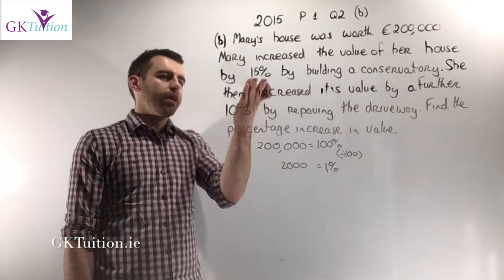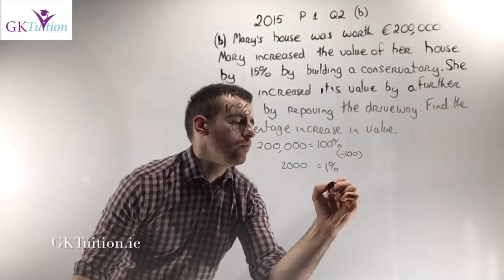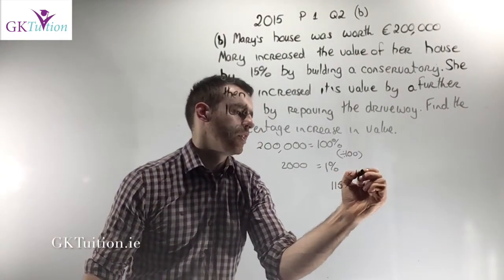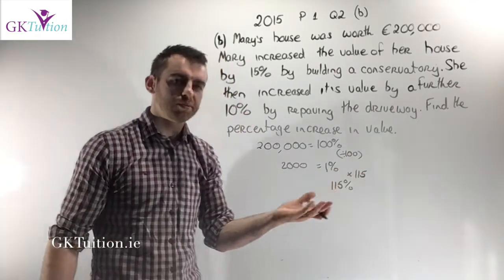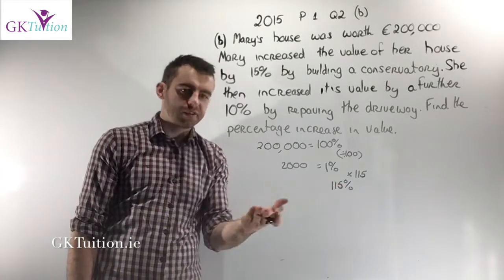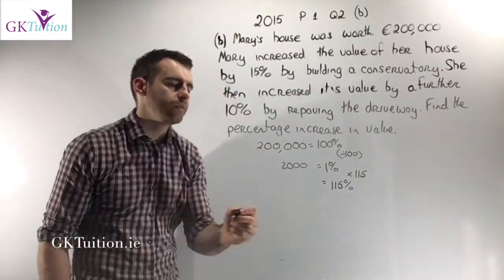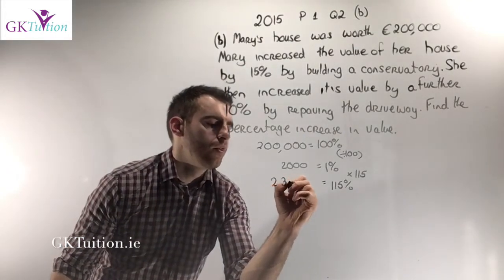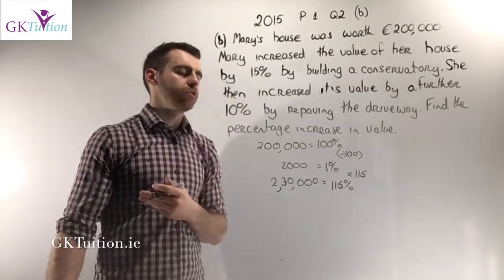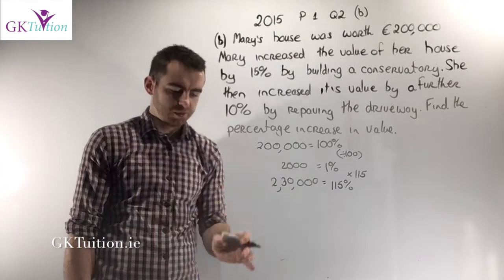And I want to work out, if it's increased by 15%, what is 115% of the price of this house. So in order to go from 1% to 115%, you just multiply by 115. If you multiply the right hand side by 115, obviously I'm just on 115%. If you multiply the left hand side by 115, you end up with 230,000. Or in other words, after she's built her conservatory, the house is worth 230,000. That's the first thing I would do.